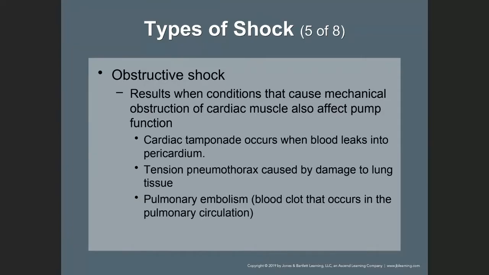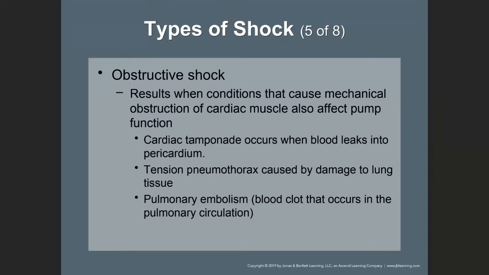It can be a cardiac tamponade, which occurs when blood leaks into the pericardium. It can be a tension pneumothorax caused by damage to a lung tissue where air starts to accumulate in the pleural space and collapse that lung and cause it to shift or cause the lining to expand in the mediastinum where the heart and major blood vessels are found, indirectly affecting the heart's ability to push blood out.